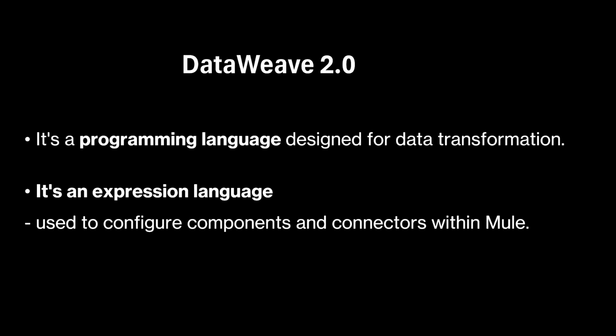Basically, DataWeave is a programming language that is used to transform data from one format to another. So with the help of DataWeave, we can transform our XML data to CSV, to JSON, to Java. Likewise, we can also transform JSON data to XML or CSV. And DataWeave is an expression language. So basically, DataWeave is used to configure components and connectors within the Mule application.